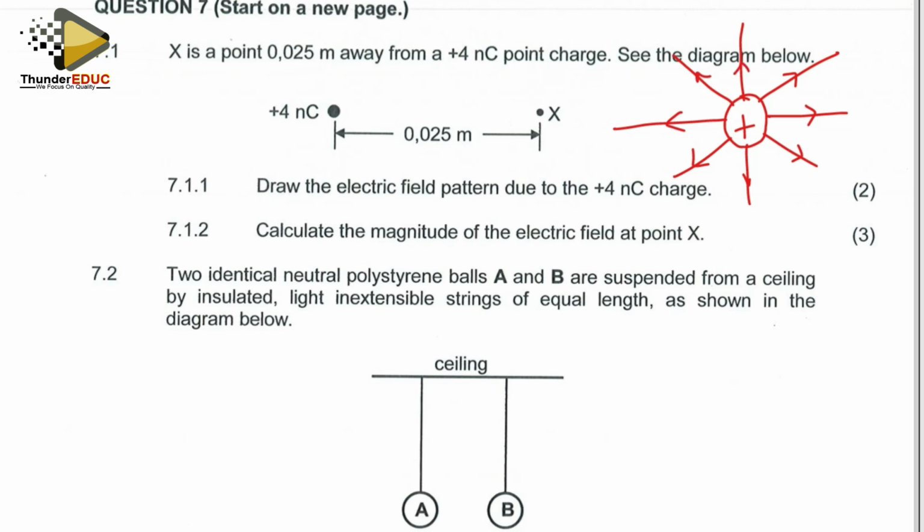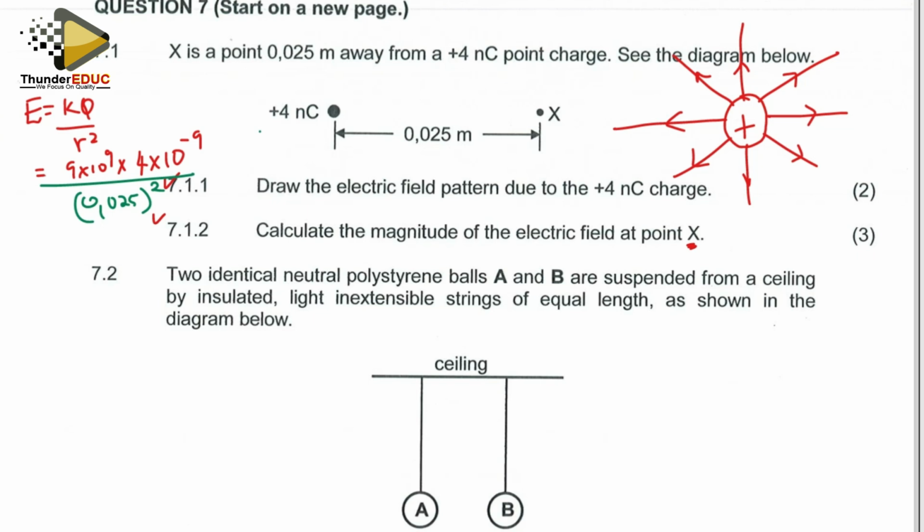Okay, so that is what we have to do with 7.1.1. Then 7.1.2, calculate the magnitude of the electric field at X. So we know that electric field is given as E is equal to KQ over R squared. Okay, so our K is 9 times 10 to the 9. Our Q is 4 times 10 to the negative 9, since it's nano. And then we are dividing this by 0.025 squared.